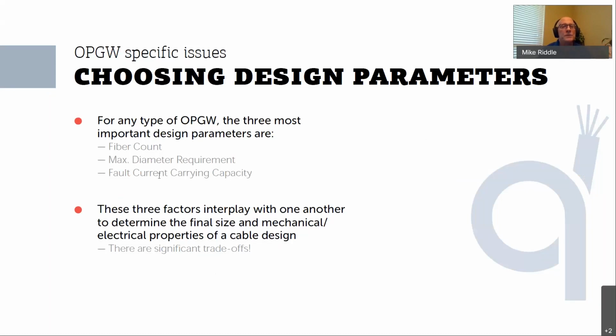And you might have a situation where I can use the space to increase the fiber count, but I'm trying to still maintain a certain fault current. So again, they conflict with each other. You end up having to balance them. As I say here, there are significant trade-offs.